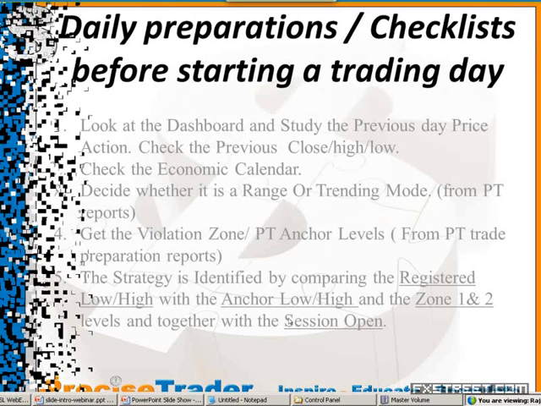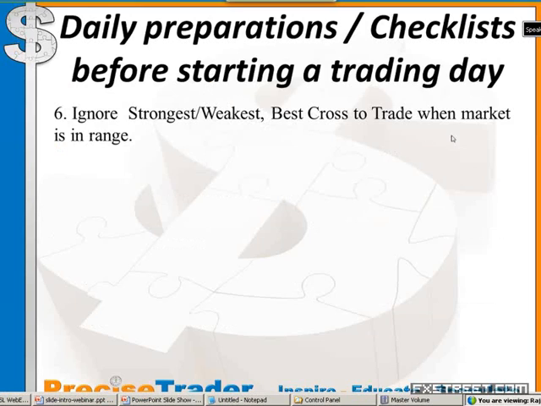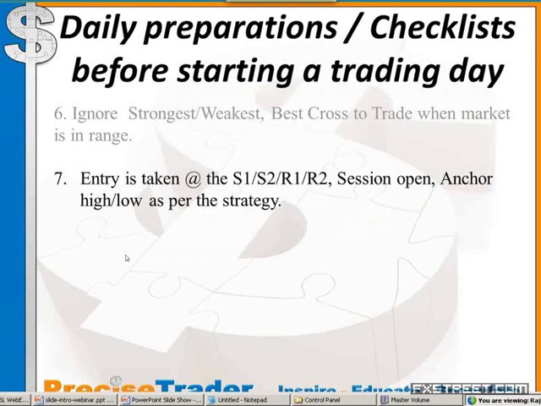Ignore the strongest and weakest. Best cross to trade when the market is in a range. So when the market is in a range, you have to ignore this tool because it doesn't give us any clue. The only way I know whether the market is in a range or not is when the price moves out of the zone 1 and zone 2 levels. If I look at the previous day and the market has already moved, then at least I know it's not in a range, so I know it's worth trading.